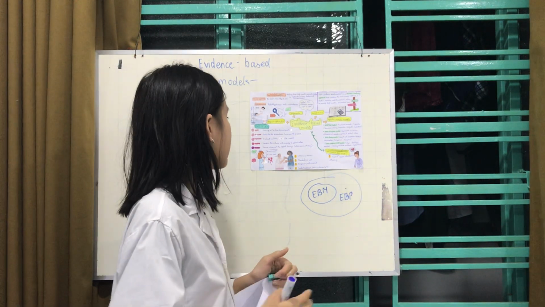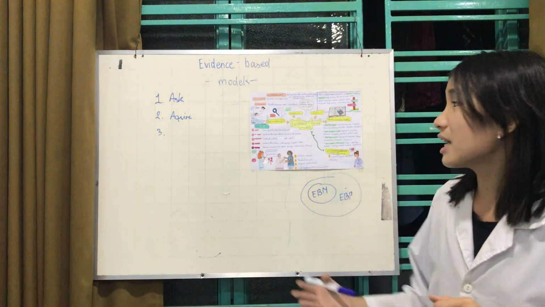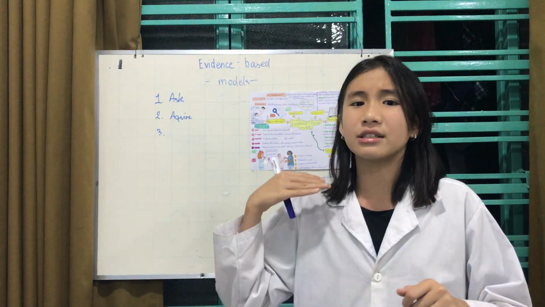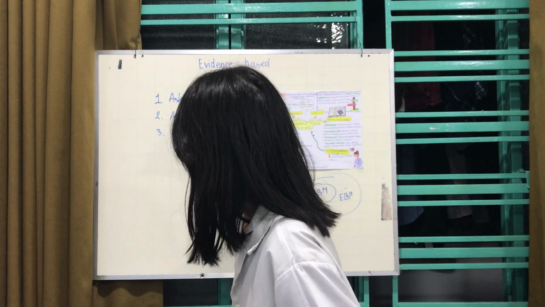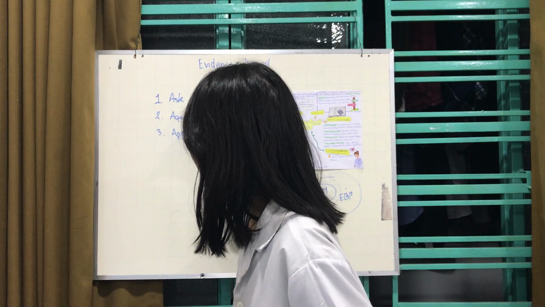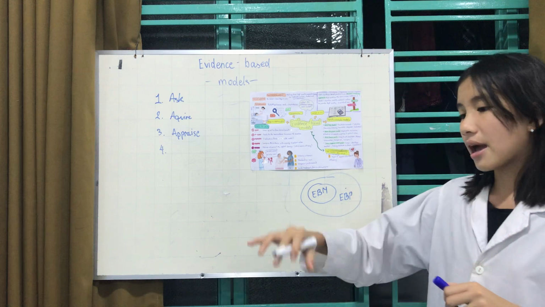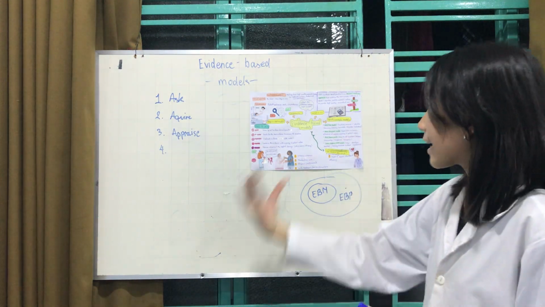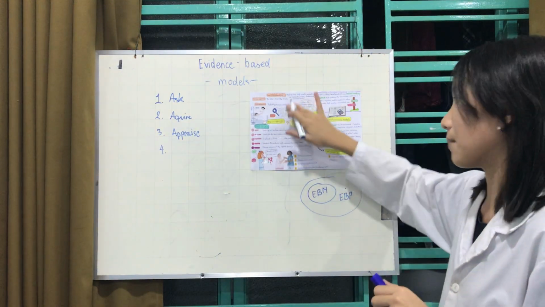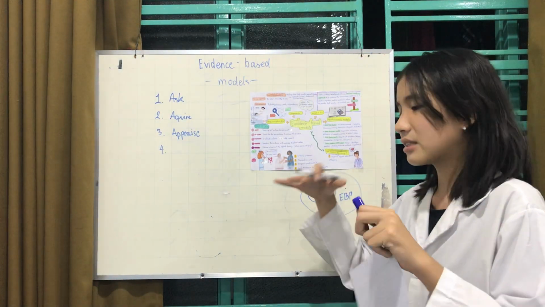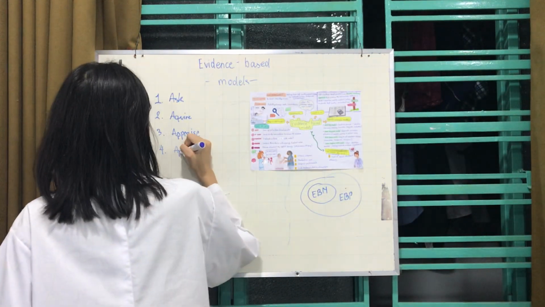of the 5 A's is appraise. So appraise is evaluating the evidence to see if it is valid and if it is useful or not. That is appraise. The fourth step is apply. So combine the evidence with the expertise of the doctor and the patient values that I talked about in the components here, and combine that. So apply the 3 main components.